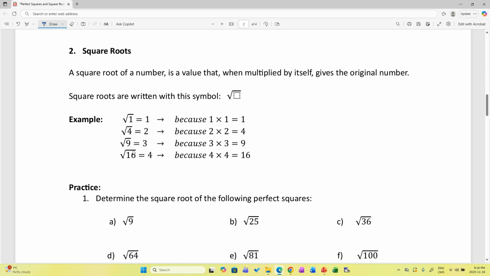So let's look at the square root of 16. For the square root of 16, is there a number that can be multiplied by itself to get 16? In this case, there is: 4 times 4. Hence, the square root of 16 would just be equal to 4.